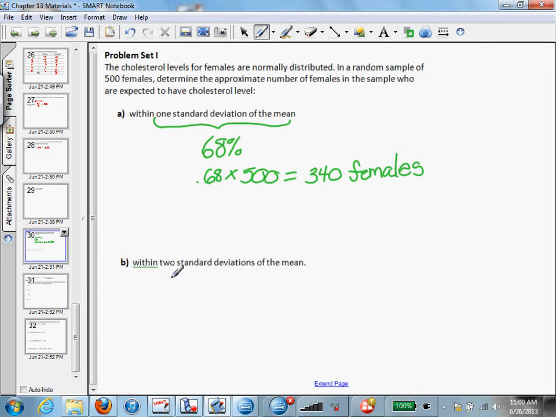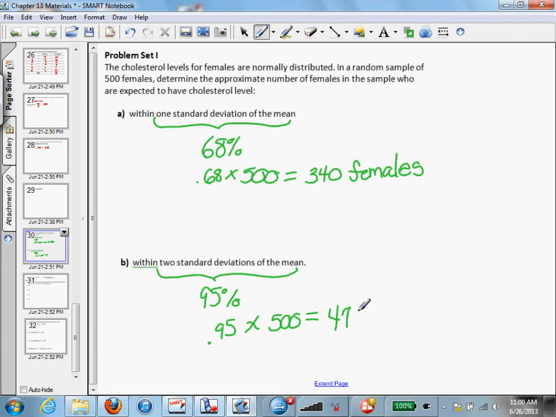For the next part, within 2 standard deviations of the mean refers to 95%, which written as a decimal is 0.95. And then you want to multiply it by the sample size, which was 500. So 0.95 times 500 was 475 females. And that is all you have to do.